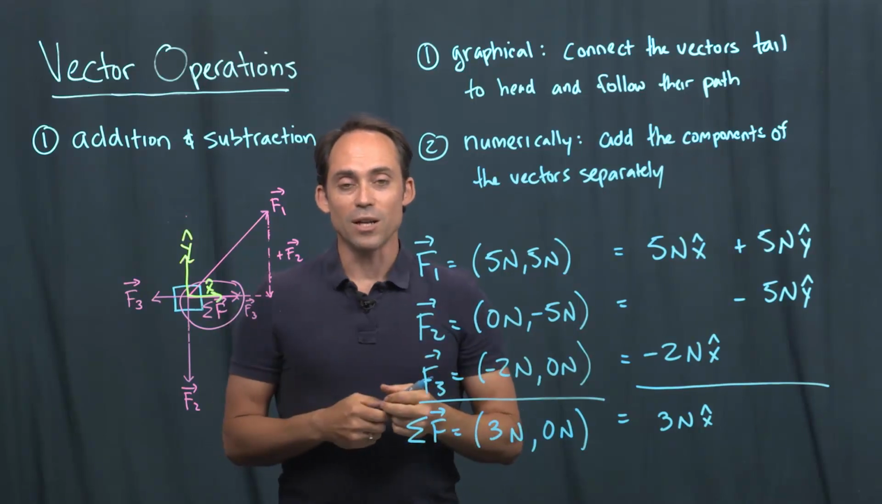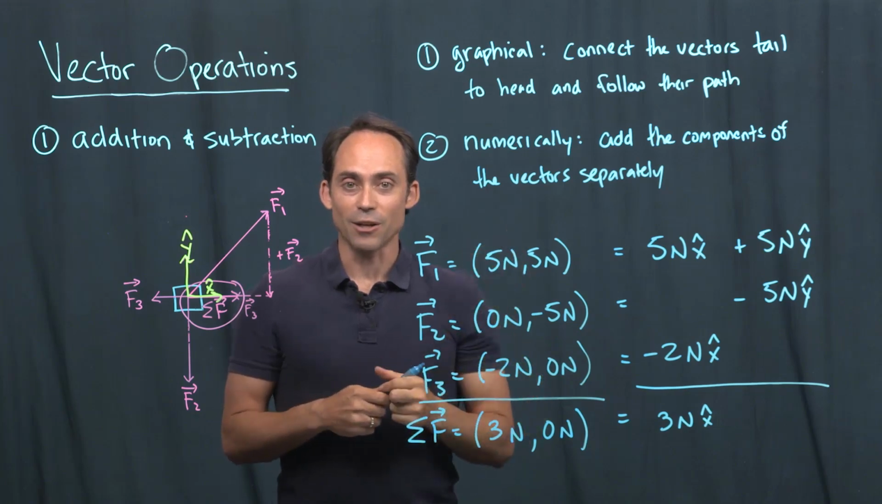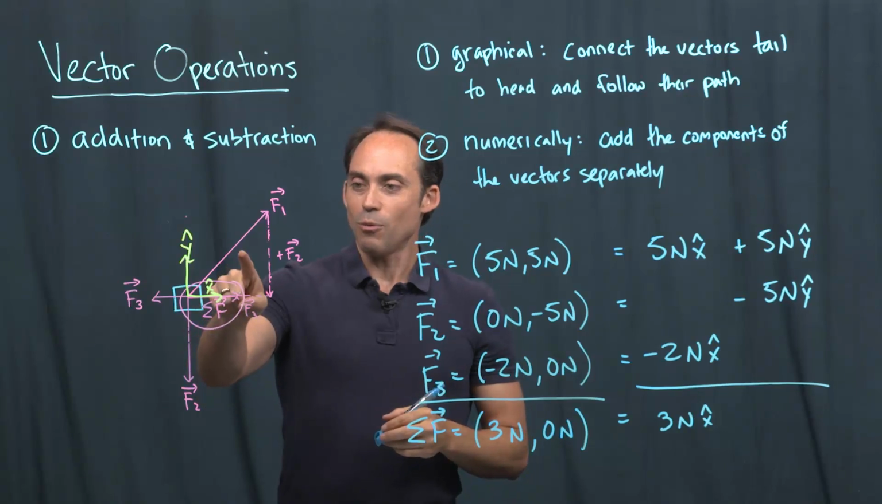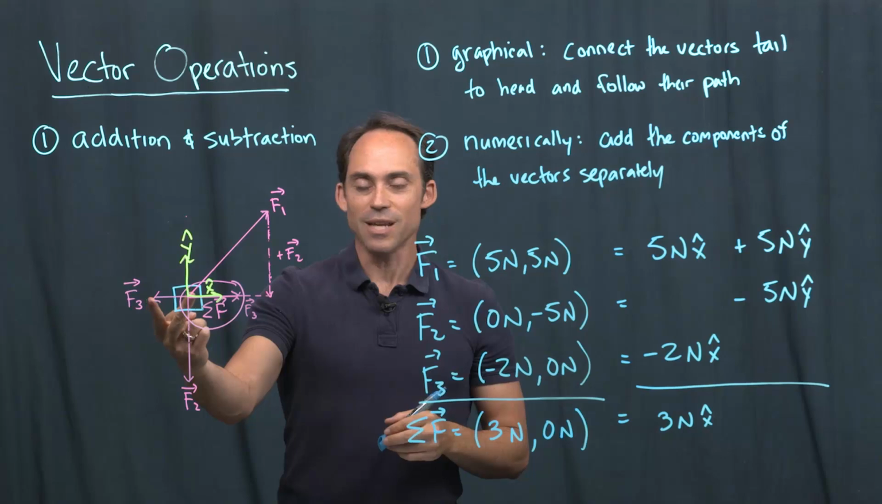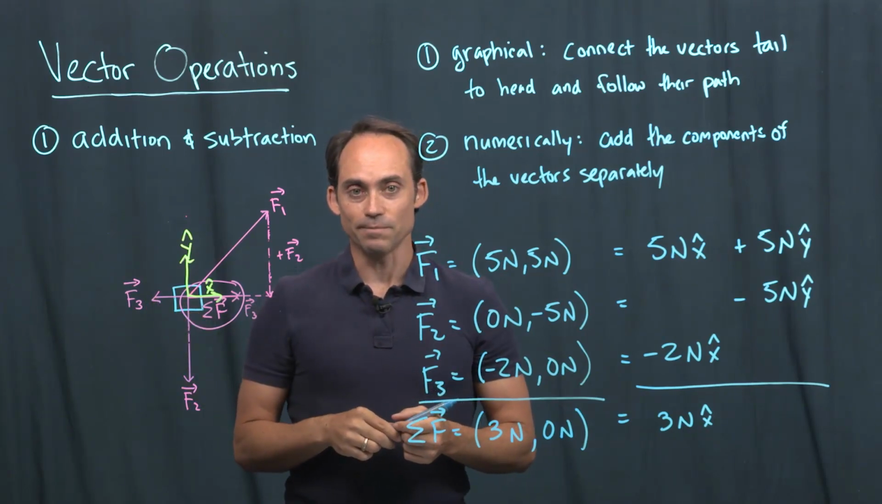Now I'll just say if you want to subtract a vector, subtraction is just basically flipping that vector in the opposite direction. So for example, if I wanted to do f1 minus f3, all I have to do is flip the head and tail of f3 and then follow exactly the same steps as you see here.